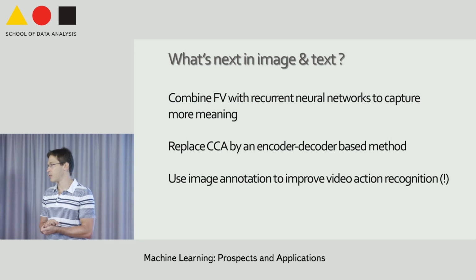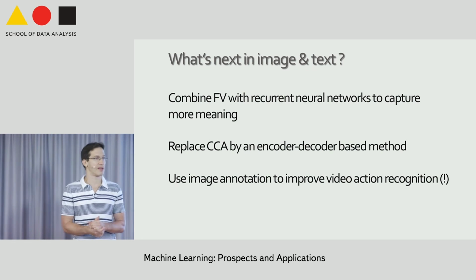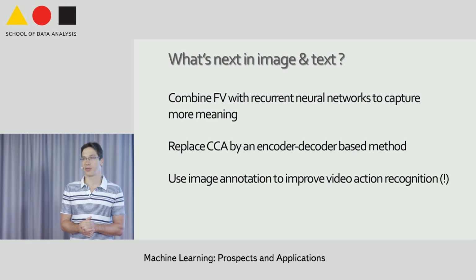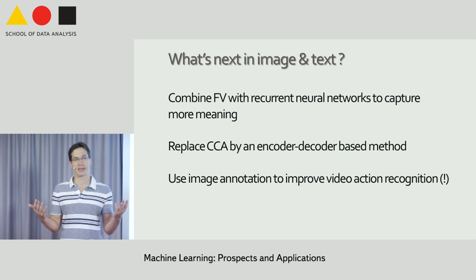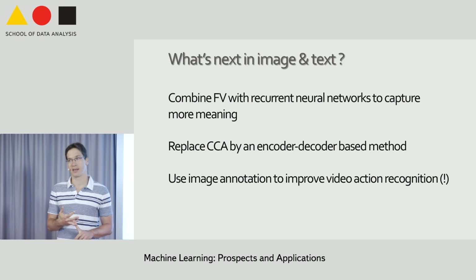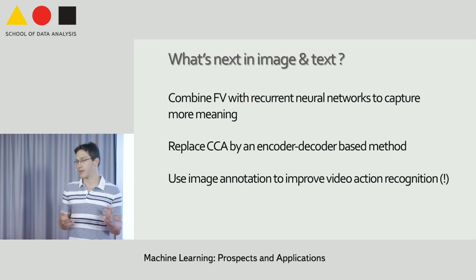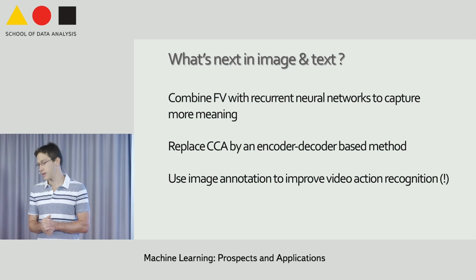The second thing that we are working on is to replace the very classical, very powerful CCA algorithm with an encoder-decoder type of algorithm that would map between the image and the sentences. We compared the new algorithm with regularized CCA, kernel CCA, randomized CCA, and deep CCA, all other algorithms from the literature, and it seems to outperform all of them.